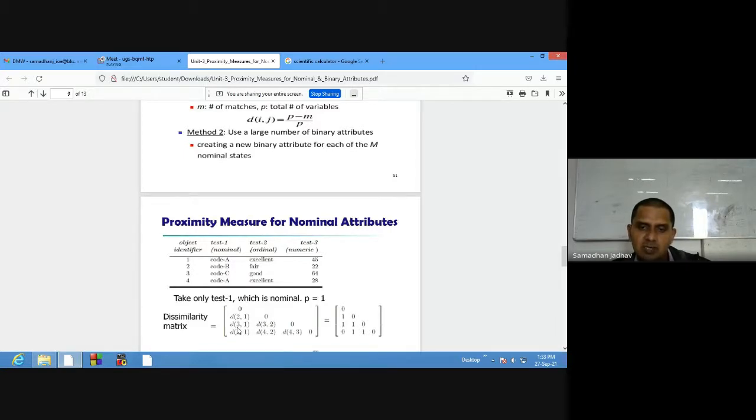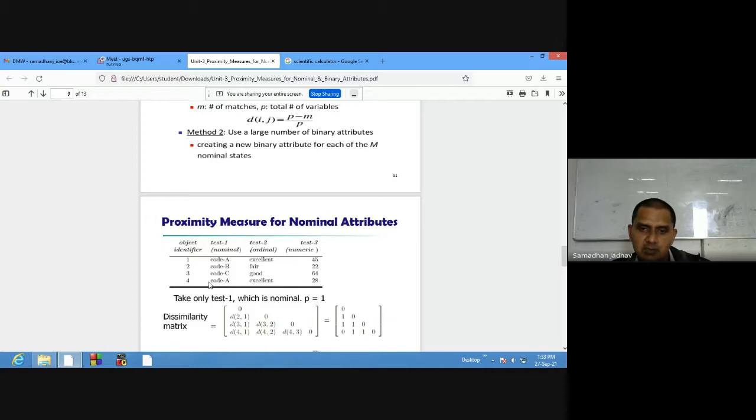Distance or dissimilarity between 3 and 1: P is 1, 1 minus match 0, so 1 minus 0 divided by 1, so it's 1. Then 3 and 2: P 1 minus 0 divided by 1, so it's 1.